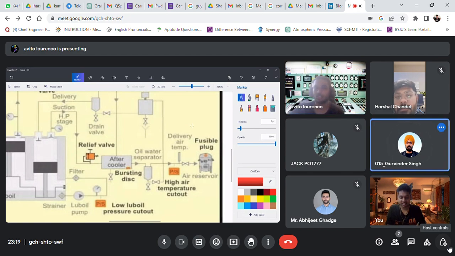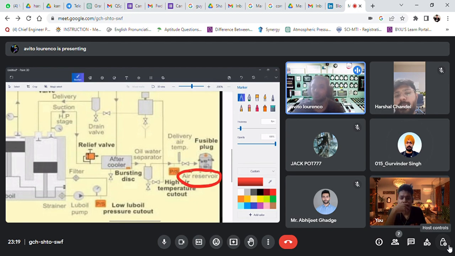I was just thinking, it's part of the system. Okay. I think that's proper. And then from there it goes into an air reservoir, where we are storing the compressed air until further need is required. And there we have a fusible plug here.